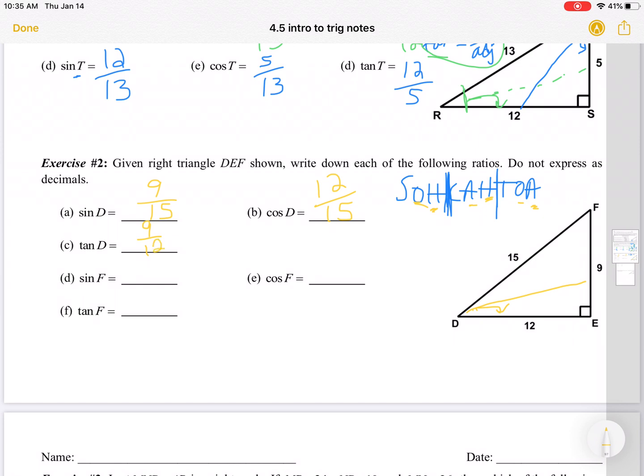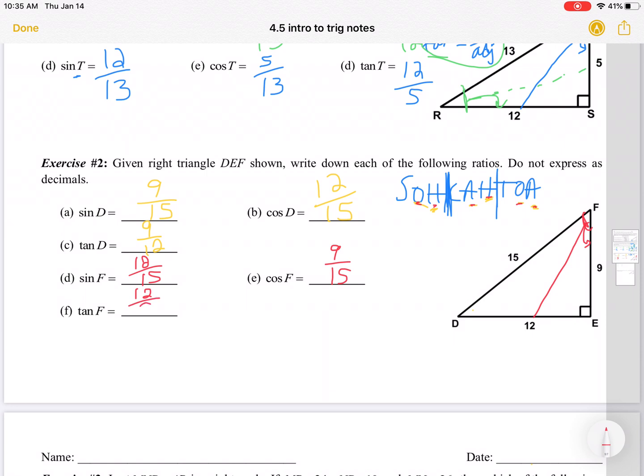All right, letter D, sine of F. Angle F is given right here. Sine is opposite over hypotenuse. The side opposite angle F is 12. The hypotenuse is 15, so we have 12 over 15. Cosine of F. Cosine is adjacent over hypotenuse. Remember, the word adjacent implies we are not talking about the hypotenuse. So the side adjacent to F is 9. The hypotenuse is 15. And then tangent of F, tangent is opposite over adjacent. That's going to be 12 over 9.